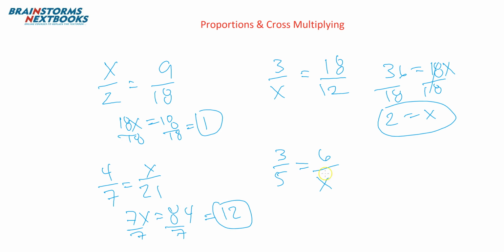Okay, same thing here. This times this, this times this. What's 3 times x? That's 3x equals 5 times 6 is 30. Then, to get x alone, I divide both sides by 3, and then x equals 10. So cross multiplying, once you get a question that's in this proportion setup, where a fraction equals a fraction, then it's a slam dunk. Cross multiplying is really easy.